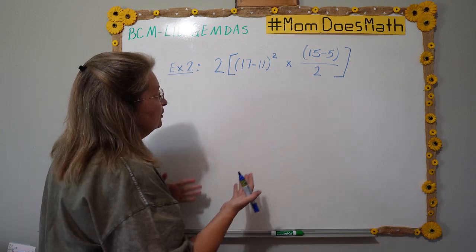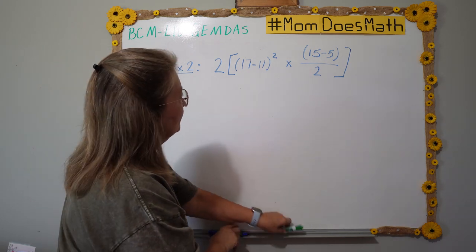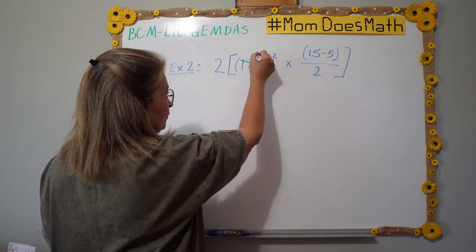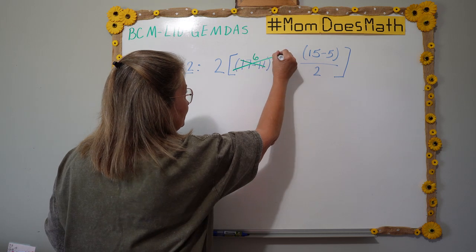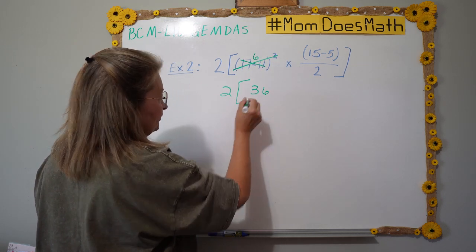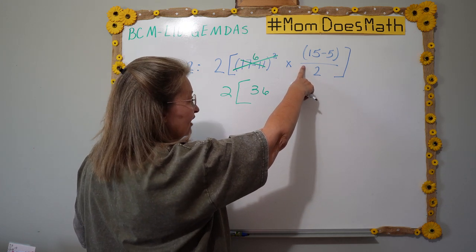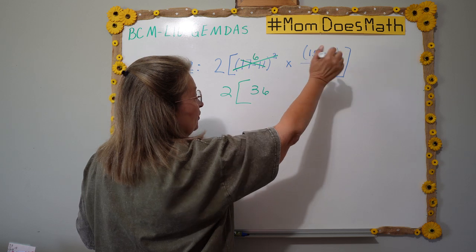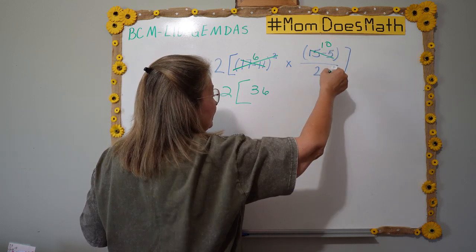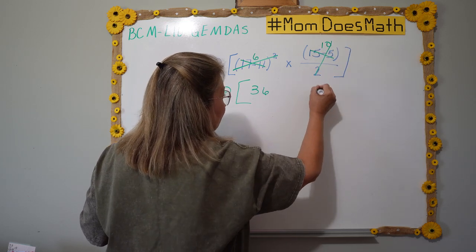What we want to do is go to the inside first and work our way out. First I see inside is 17 minus 11, which is 6. And then 6 squared is 36. So I'm going to get that much done. Now, like I told you, a fraction bar is actually a grouping symbol, so we can do what's on top first. 15 minus 5 is 10. Then I can combine the two. 10 divided by 2 is 5.